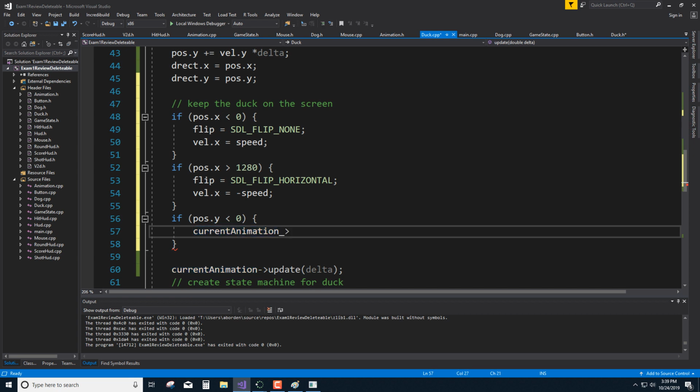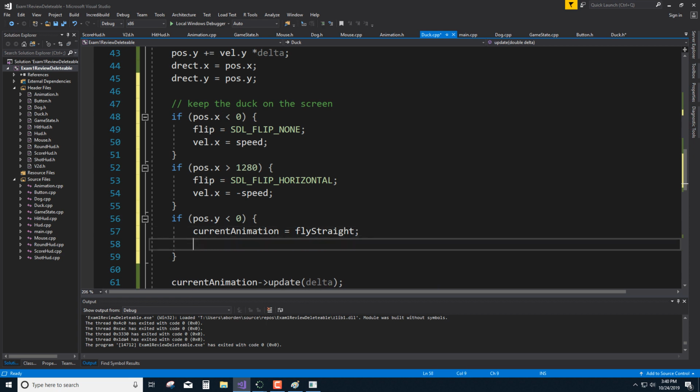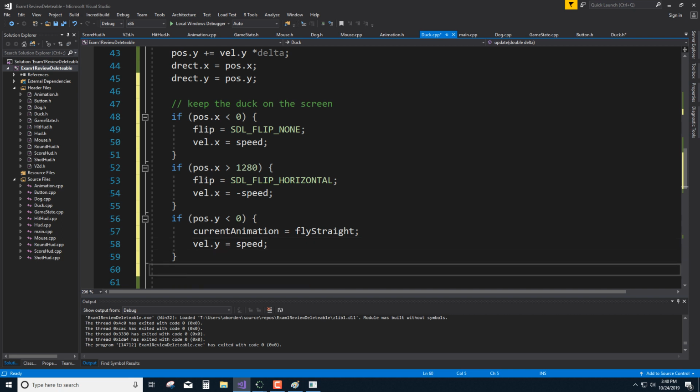We'll make sure the current animation is what? Flying, angle. Not arrow. I don't want to put an arrow there. Current animation equals flying straight. And then what? Velocity.y equals speed. Okay, I like that. And then the last one.